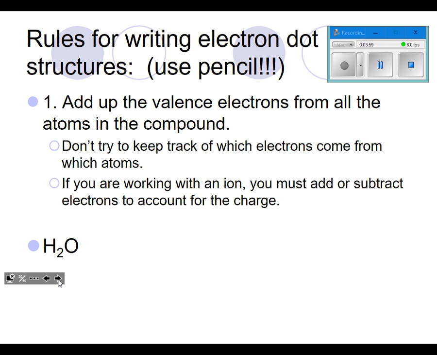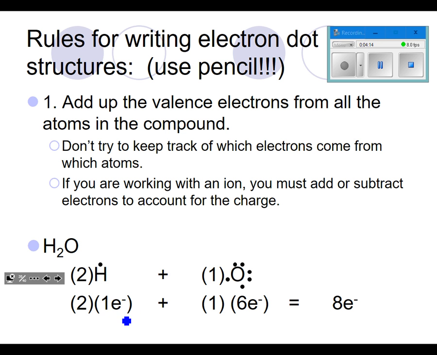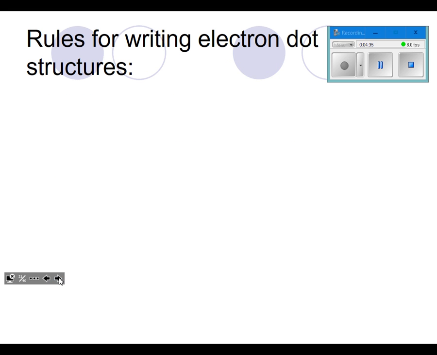So for example, on H2O, hydrogen has 1 valence electron and oxygen has 6 valence electrons. But hydrogen has 2 atoms here. So because it has 2 atoms and 1 valence electron, that would mean that it has 2 times 1 electron. And we have 1 oxygen that has 6 valence electrons. So that would be 2 times 1 is 2, and 1 times 6 is 6. So 2 plus 6 is 8. So in this compound we have 8 valence electrons to work with.